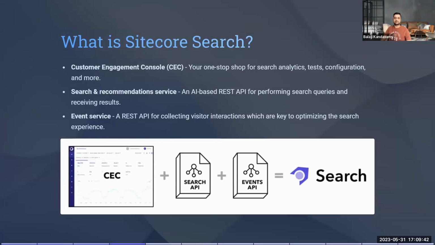So what is Sitecore Search? In Sitecore Search, there are 3 key things that you need to be aware of. One is your CEC, the Customer Engagement Console. The second one is the Search and Recommendation Services, and then you have the Events API services. CEC is nothing but, in simple terms, your cloud panel for the SaaS platform, where you log in. You do the analytics, testing, configuration, everything for Sitecore Search in that platform.